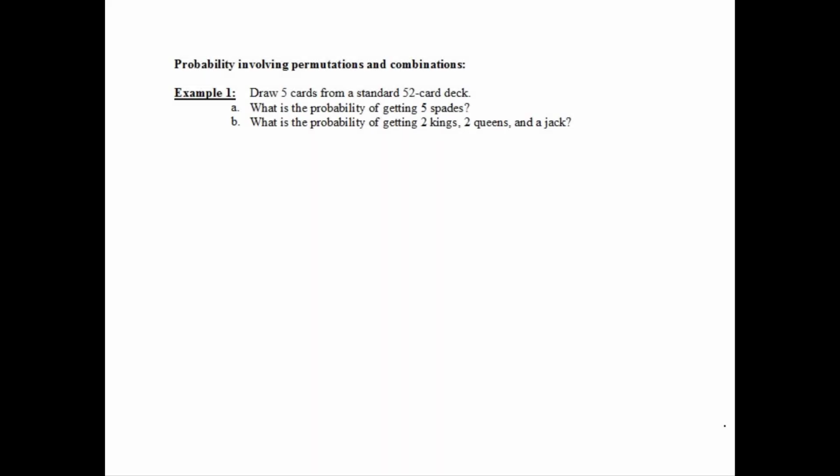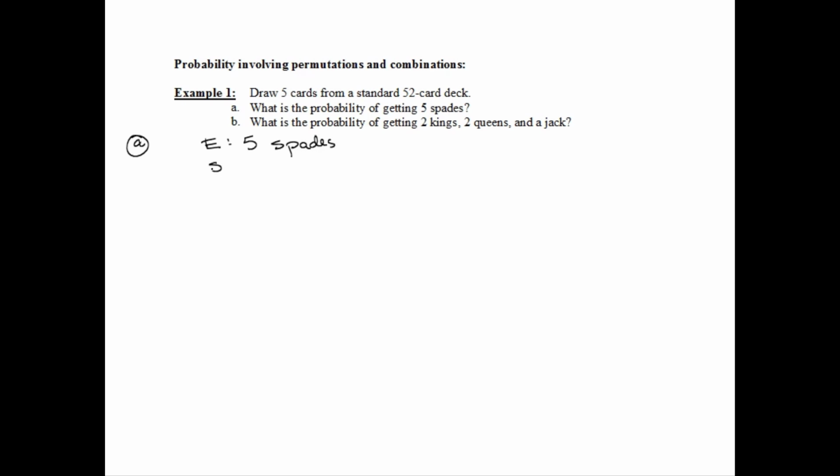Now let's examine probability when permutations and combinations are involved. Let's suppose that we draw 5 cards at random from a standard card deck. First, let's figure out the probability of getting 5 spades. So our event now is 5 spades.